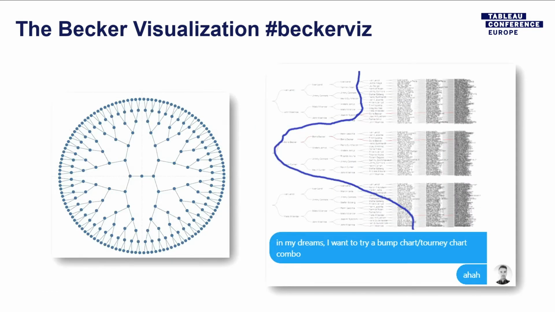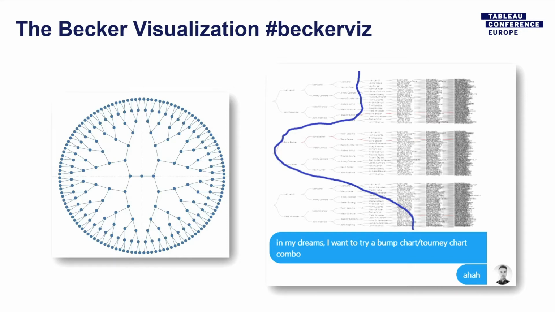After that, we wanted to go one step further, so we tried a few experimentations, like this beautiful radial ball-like chart. And one day, I sent this beautiful Paint picture to Klaus on Twitter, and I said to him, in my dreams, I want to try a bump chart, tourney chart combo. And yes, that's very sad. I dream about visualizations. I dream about Tableau. And I think I'm not the only one in the room. I think you do too. And believe it or not, we did it. Because, in fact, we can build anything we want in Tableau.